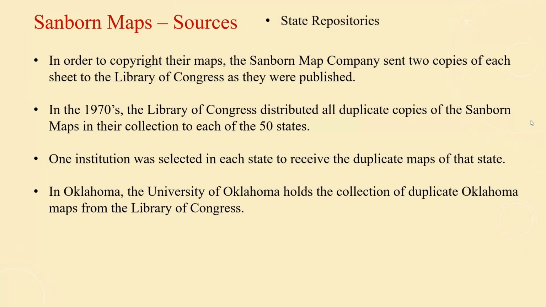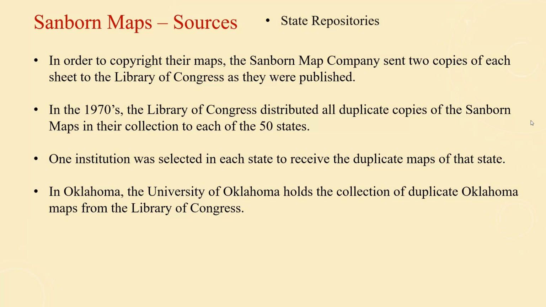Now, sometime around the 1970s, I'm not real sure about that date, so don't hold me to that in particular, the Library of Congress decided that, hey, we should do something with all these duplicate copies we have here, because there was no internet back then, no online access to these maps. If you wanted to look at them, you had to go to the Library of Congress in Washington, D.C. And so they thought, if we get all these duplicate copies and send them out to the 50 states, they would be more accessible to people, and we could also free up some storage space for ourselves.